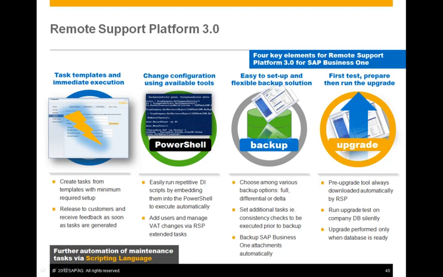There are now a number of flexible backup options where you can set additional tasks such as consistency checks to be executed prior to any backups. You can also back up Business One attachments automatically. And lastly, the pre-upgrade tool is always downloaded automatically via RSP and runs your upgrade test in silent mode. Upgrades are only performed when a database is deemed ready.